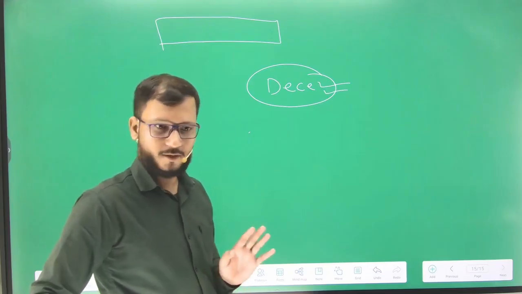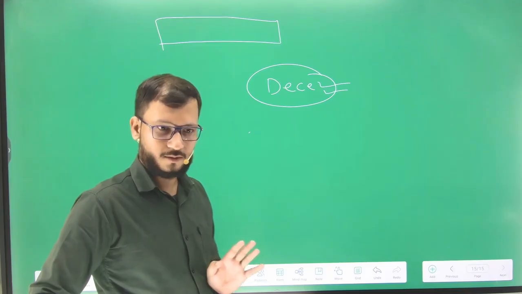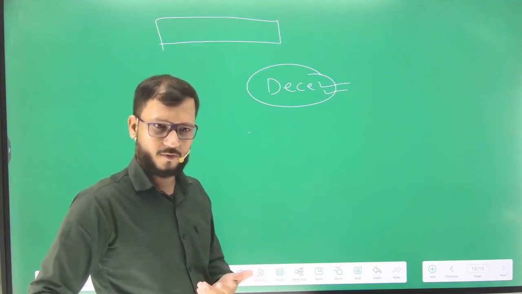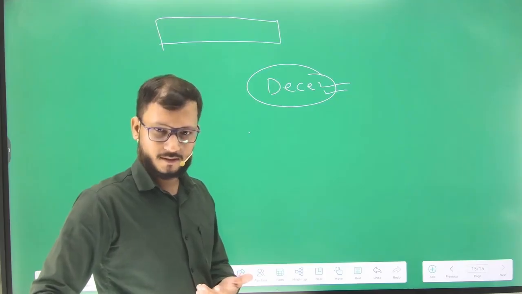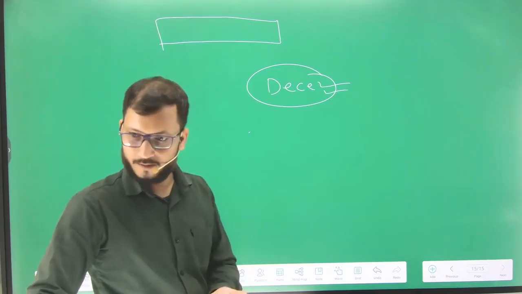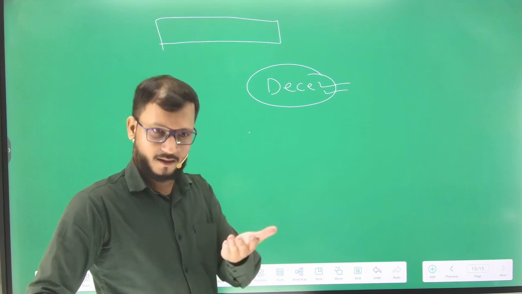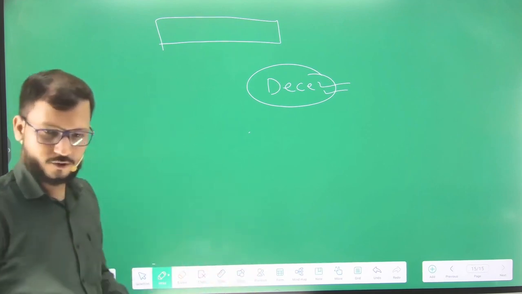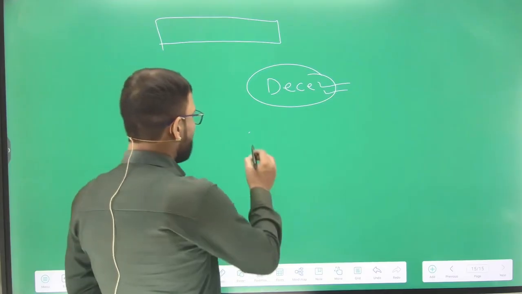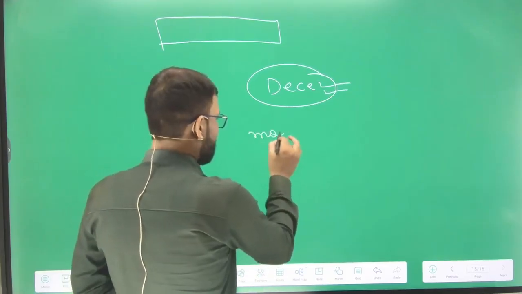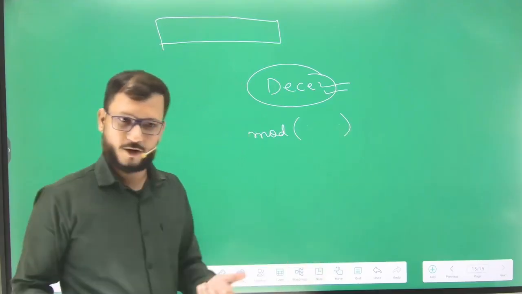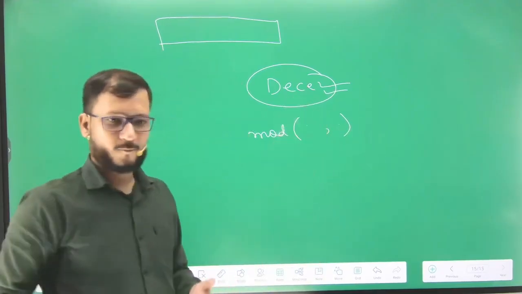In programming, do you have any exposure, or you must have done some programming in your masters? R programming, C programming, MATLAB, or any other, Fortran, or R is the most common one. So there is one function, mod, and there are 2 arguments separated by a comma. What is the meaning of this?